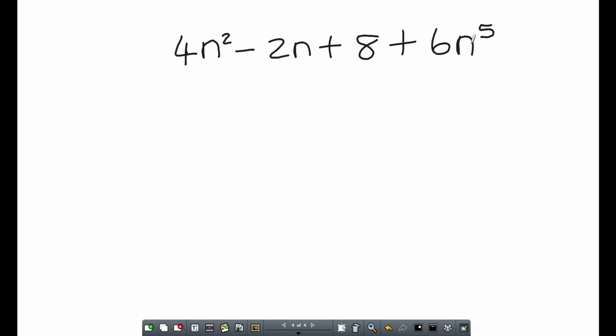Daai notaatjies van jou sê 4n² minus 2n plus 8 plus 6n tot die mag 5. Let's just quickly run through those. Now, at 2.3.1, they're asking you, what is the variable? Wat is die veranderlike? Okay, nou veranderlike, the variable is the unknown. Nee, so dit is dan met ander woorde n. Nee, al is daar n tot die mag 2, n tot die mag 1, n tot die mag 5, the variable is just n.